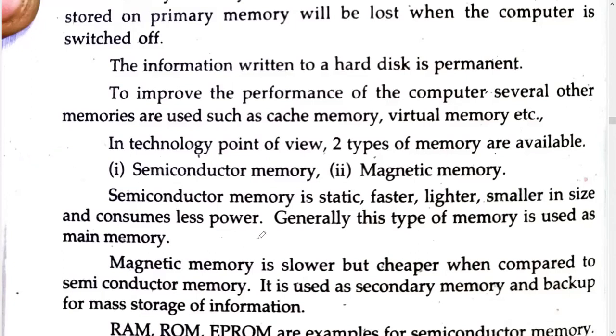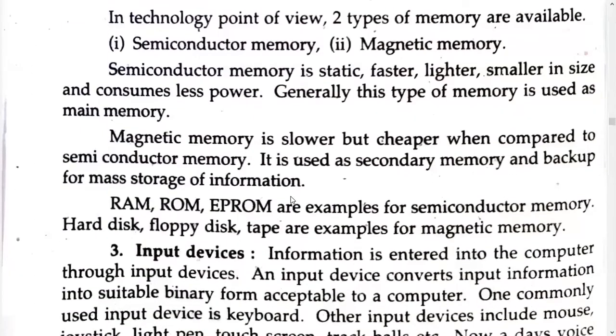The magnetic memory is slower but cheaper. A little costlier, consumes less power. But if you see a hard disk, it will have a disk inside it. A motor will be running. A large amount of information is stored, such as 80 GB, 40 GB, in that way. So RAM, ROM, and EPROM are the examples of semiconductor memory. Hard disk, floppy disk, and tape are all examples of magnetic memory.